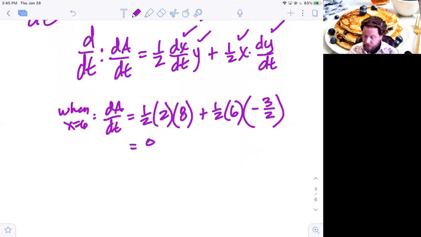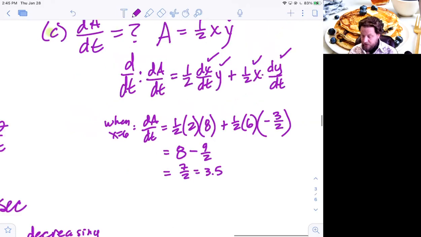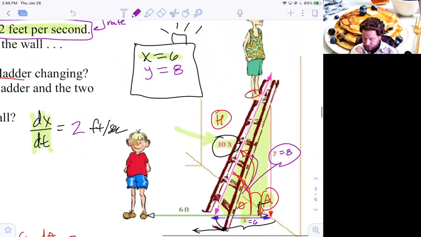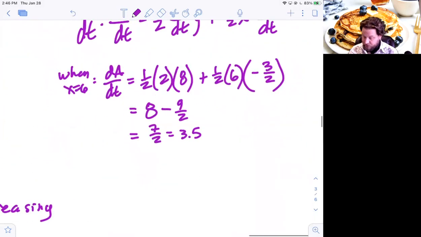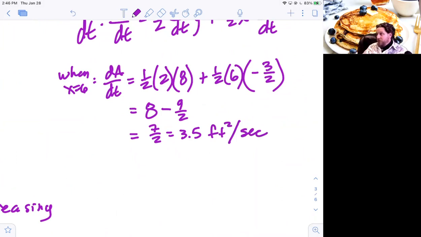Let's see. We're going to get 8, and then let's see what this comes out to. 3 minus 9/2. I think that's right. So 16 minus 9, 7/2, or 3.5. Positive 3.5, and then area per time. So if we're measuring in feet and seconds, this would be square feet per second. And it is a positive number. So the area is still increasing at that moment by 3.5 square feet each second, right?